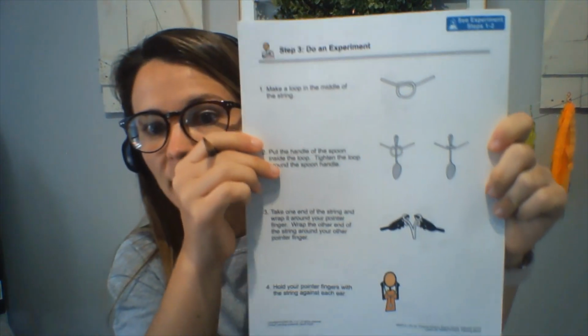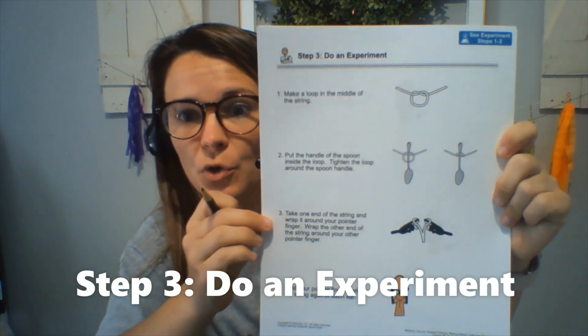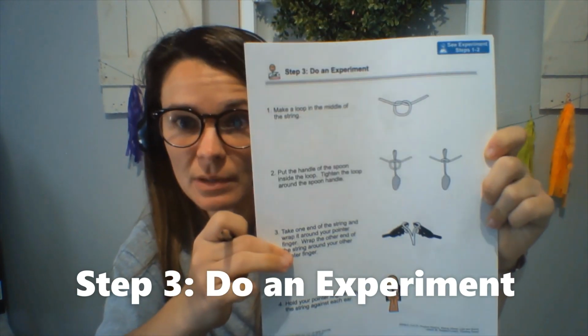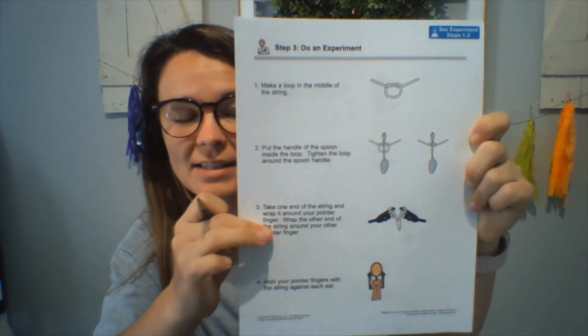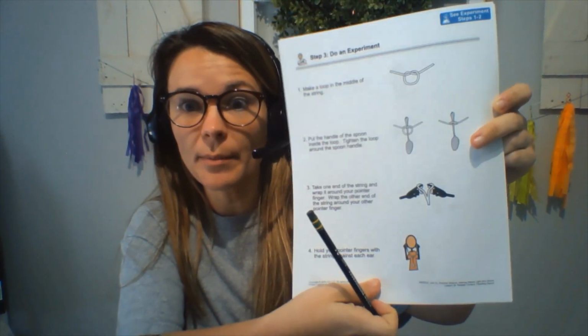All right, step 3. Do the experiment. So it gives you this page. You guys can't really see it through the video too well, but this is on my blog. It is on Unique. You can access it that way. So here are the list steps of the experiment. So I'm going to go through it with you guys. So step 1, make a loop in the middle of your string.